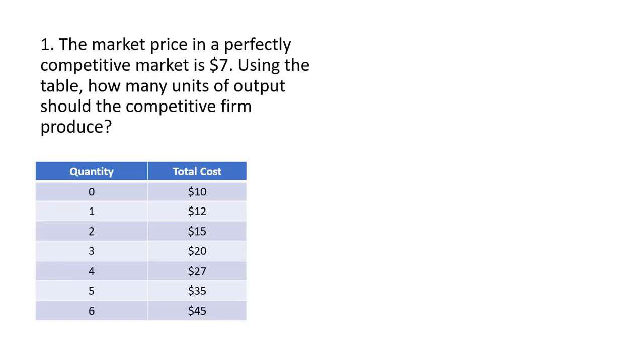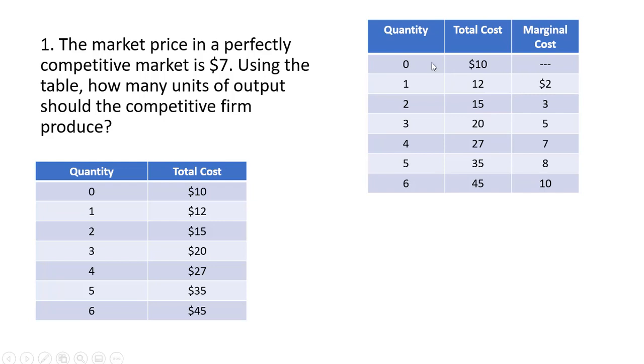So here we have a competitive firm and we have the total cost for different levels of output. First step we want to do is to calculate marginal cost, because a competitive firm will profit maximize where price equals marginal cost. So marginal cost is just going to be the change in total cost from producing one more unit of output. So as we go from 0 to 1 units of output, total cost increases by $2. That's the marginal cost of the first unit.